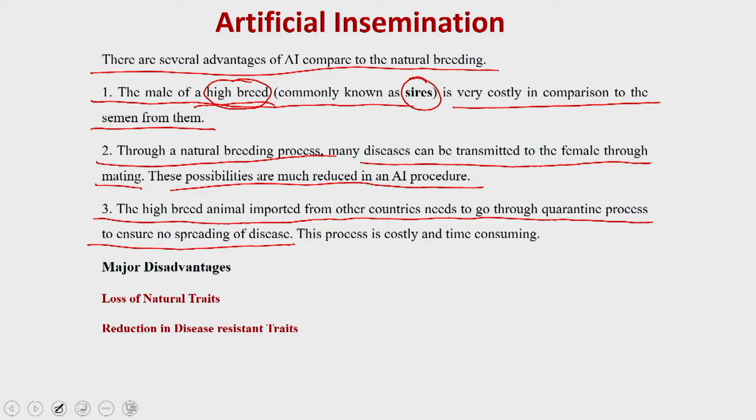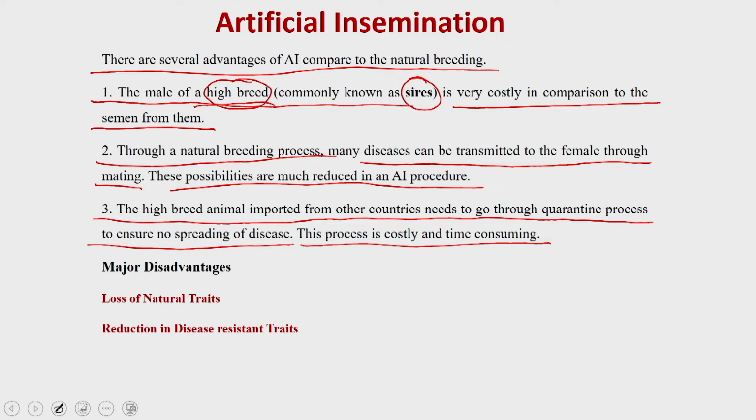Quarantine is a process in which the animal is kept in isolation, and it is also kept under observation for the appearance of any kind of disease the animal may have. During this incubation period, first of all, the quarantine process is very costly, because the animal has to be monitored throughout the incubation period, and because of that it is also a time consuming process. So, this process is very costly and time consuming.